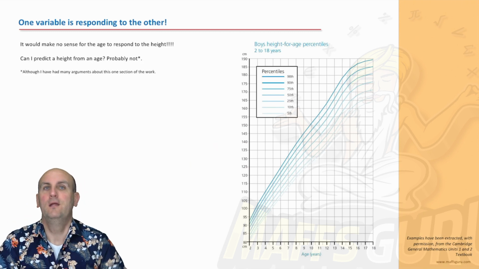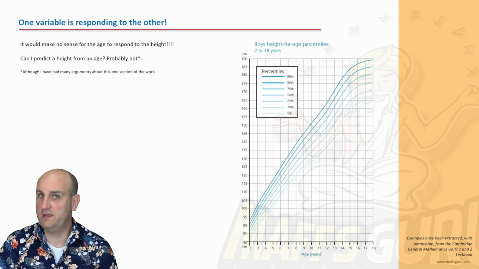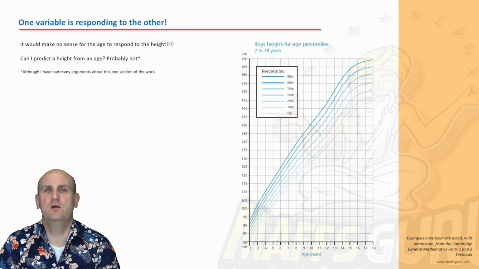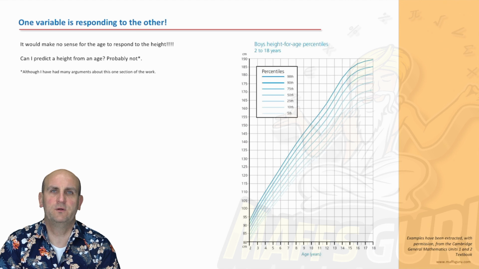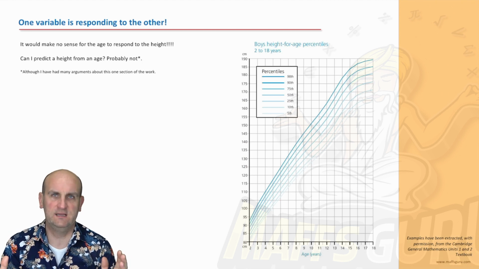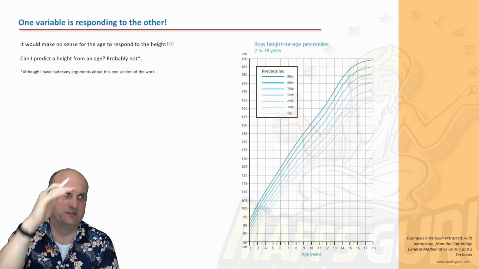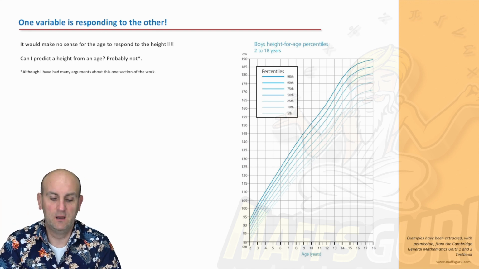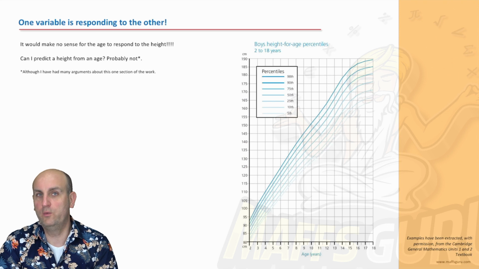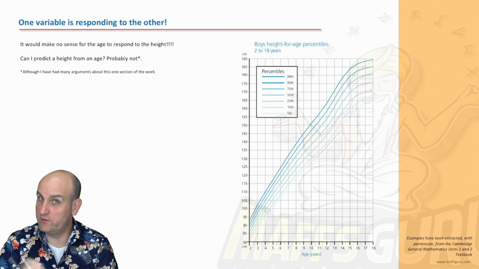Now, lots of people go, well, can't we do it the other way around? And I go, okay, so are you telling me that age responds to height? That the taller you get, the older you get? That doesn't make any sense. I can't turn around and say, oh, you're 150 centimeters tall, you must be 37 years of age. It doesn't actually make any sense, because we don't grow older with height. Do you see the difference there?